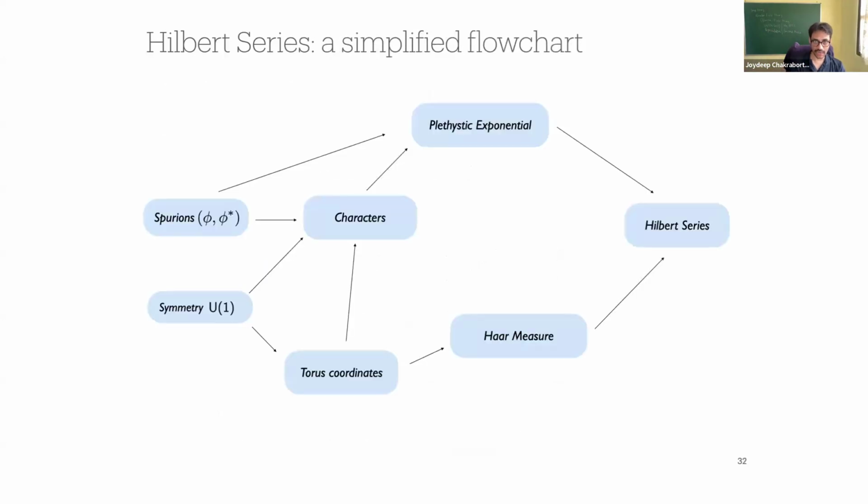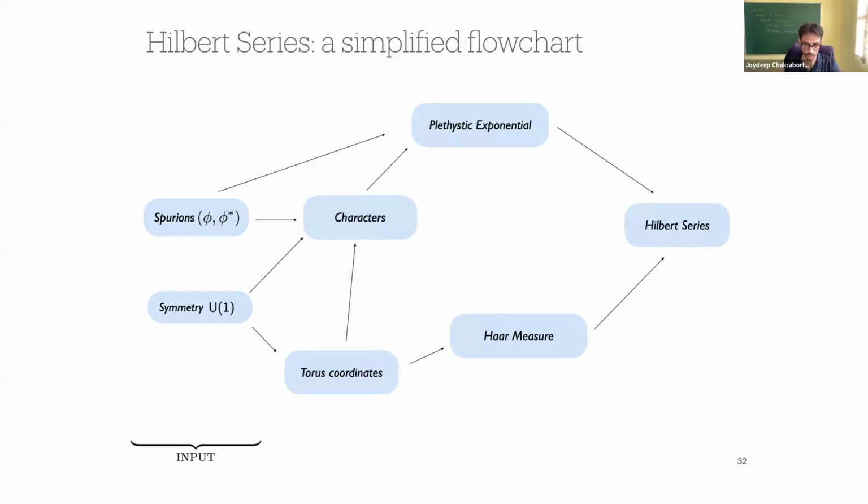So let's recapitulate what I have told now. You start with the spurions, and you have the information of the symmetries. Depending on the symmetries, you identify the maximal torus. From the torus, using the torus coordinates, you calculate the character functions for those representations. Also using the torus coordinates, you write down the Haar measure. Those character functions and the spurions you glue together to calculate the plethystic exponential, and the plethystic exponential and the Haar measure join together to give you the Hilbert series. That is the simplified flowchart of how these things work.